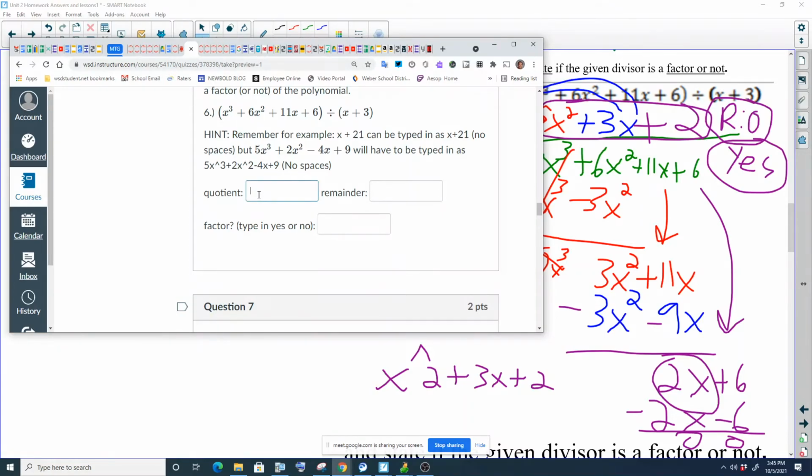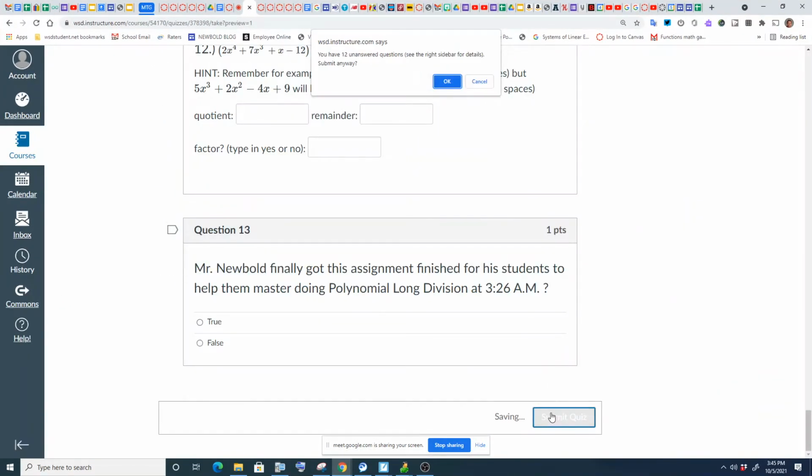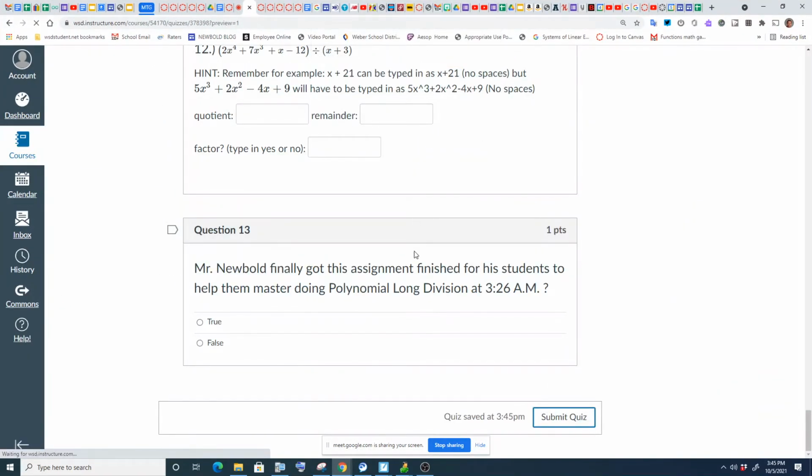Quotient just means answer. So we're going to do x, then you're going to do shift and the number 6. That's going to give you that symbol. And then we have x squared plus 3x and then plus 2. Nice, nice. So then we have a remainder of 0. And that means that yes, it is a factor. And that's it. And so then we go down here. I'm just going to submit this. So just to kind of show you that we got that right for question number 6.